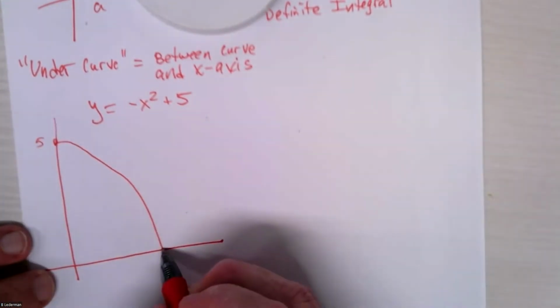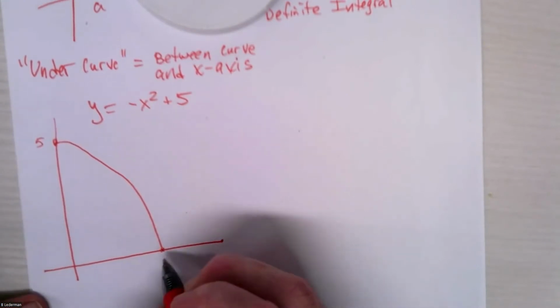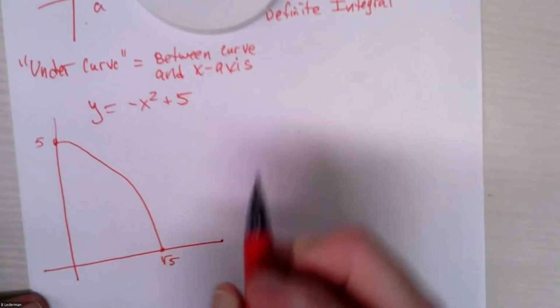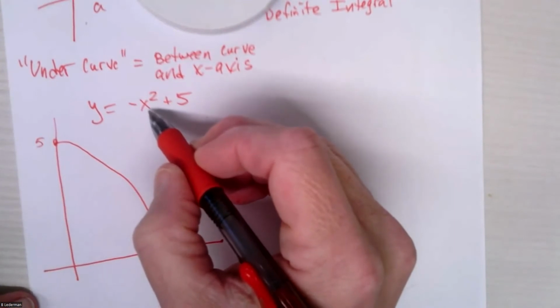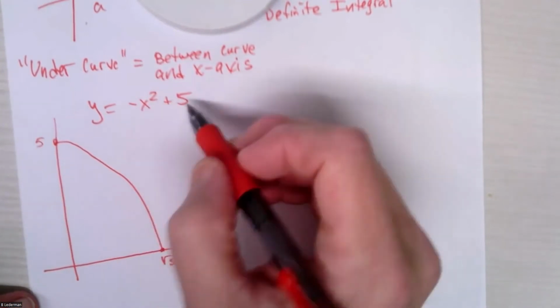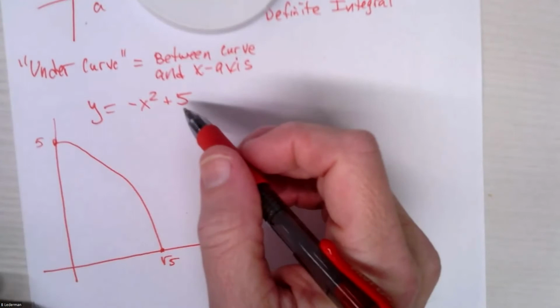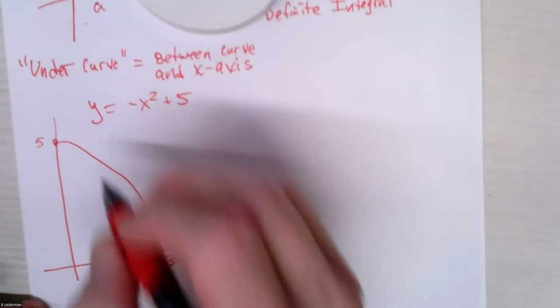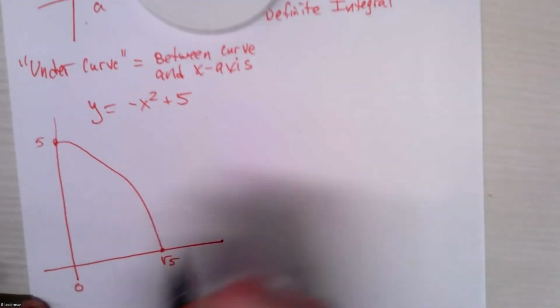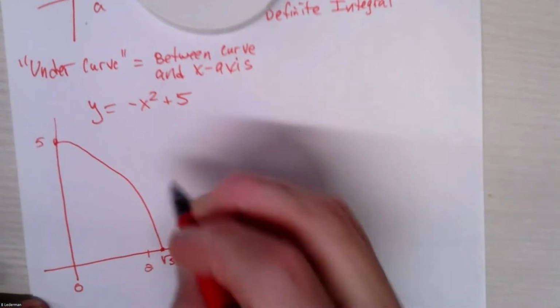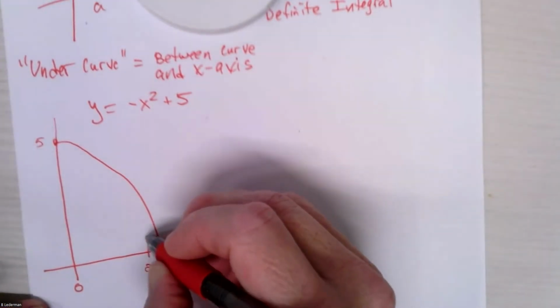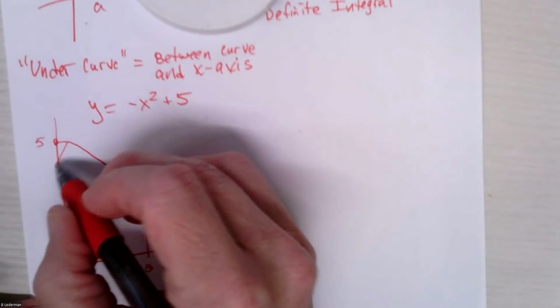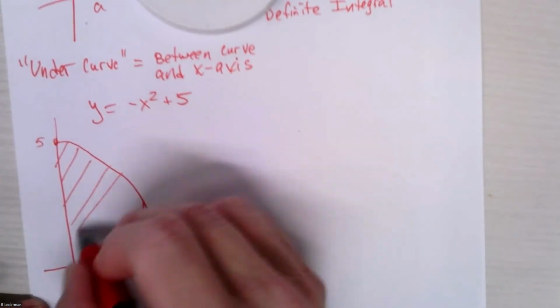Now, by the way, what is this point over here? This point here would be root 5. Because if x is equal to root 5, I would have negative 5 plus 5, and that would be 0, which is supposed to be. So I want to find the area from x equals 0 to, let's say, x equals 2. I want to find this shaded area here.